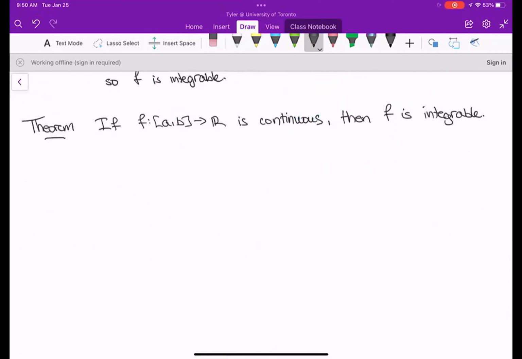Okay, so let's see. For this one, the picture's a little bit harder to draw. I can see it in my head. It's just I don't know if I'm going to be able to draw it. Basically, what we want to say is we know that a continuous function on a closed and bounded domain is actually uniformly continuous, right?